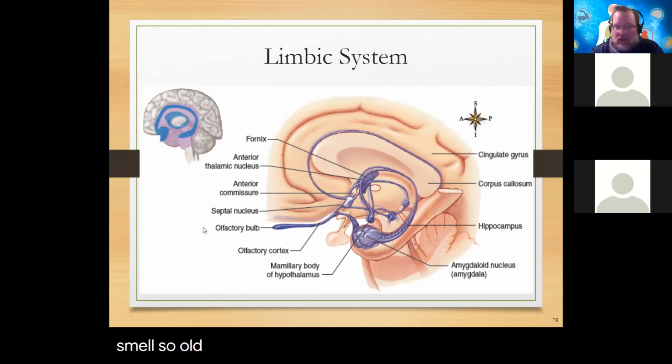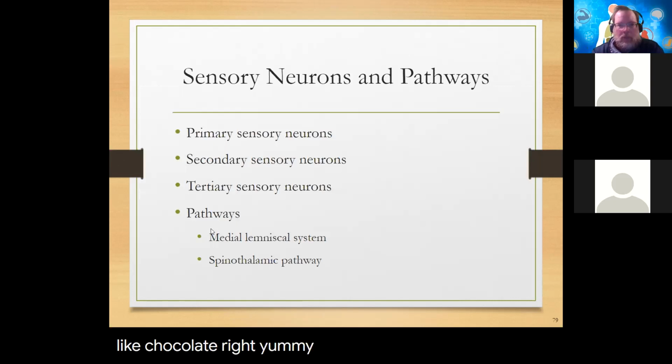So olfactory. Okay. Ooh, if you're in Burlington, the olfactory smells like chocolate, right? Yummy. Let's see. I'm in Beloit, so the olfactory oftentimes smells like a foundry, which is like iron. And thankfully, I don't live near that. I live further out, away from the smells.